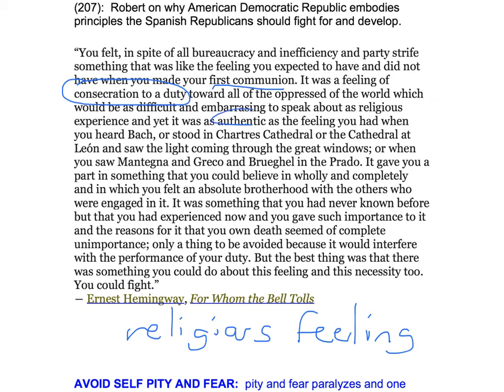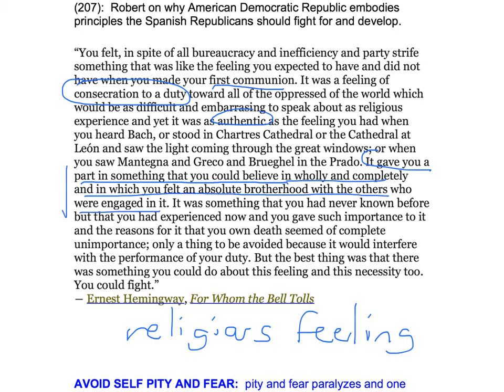And it was as authentic as the feeling you had when you heard Bach, or when you stood in the Chartres Cathedral, or the cathedral at Lyon, and saw the light coming through the great windows, or when you saw Montaigne and Greco and Bruegel and the Prado. It gave you a part in something that you could believe, by committing yourself to a consecration of duty. Believe in wholly and completely, in which you felt an absolute brotherhood with the others who were engaged in it.